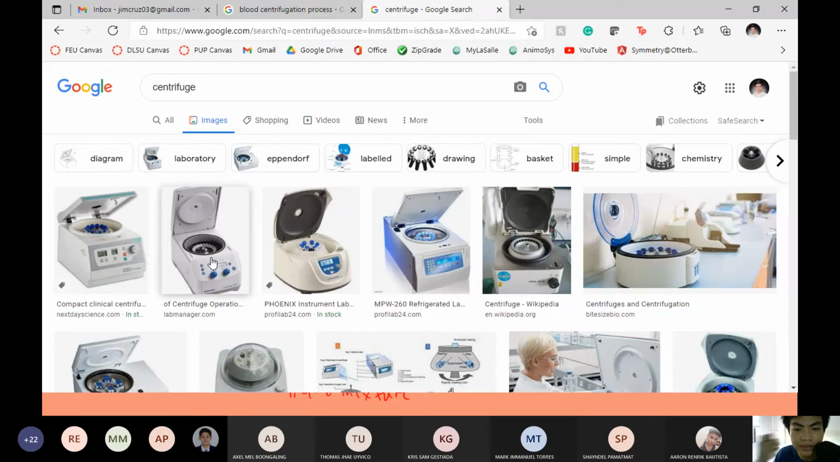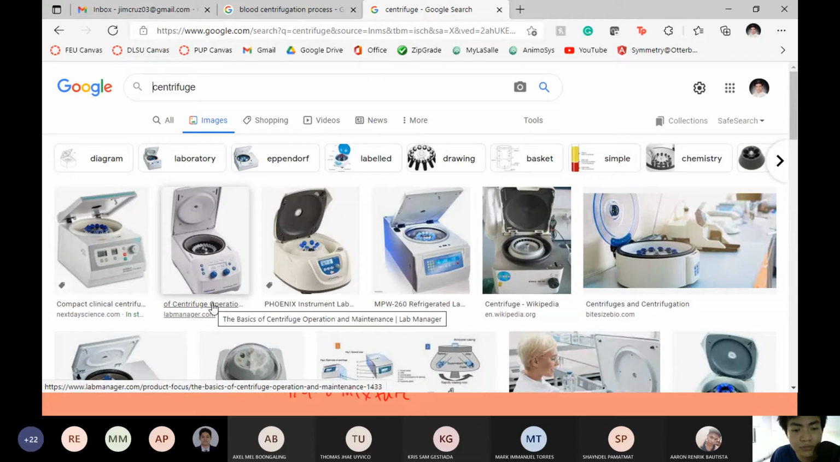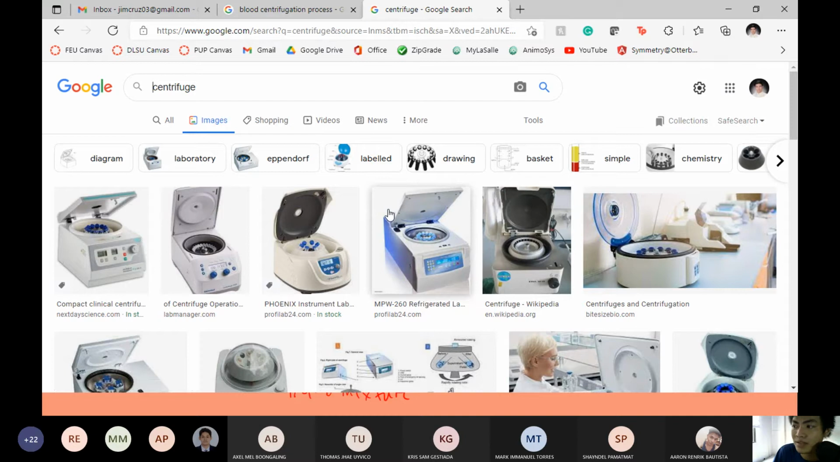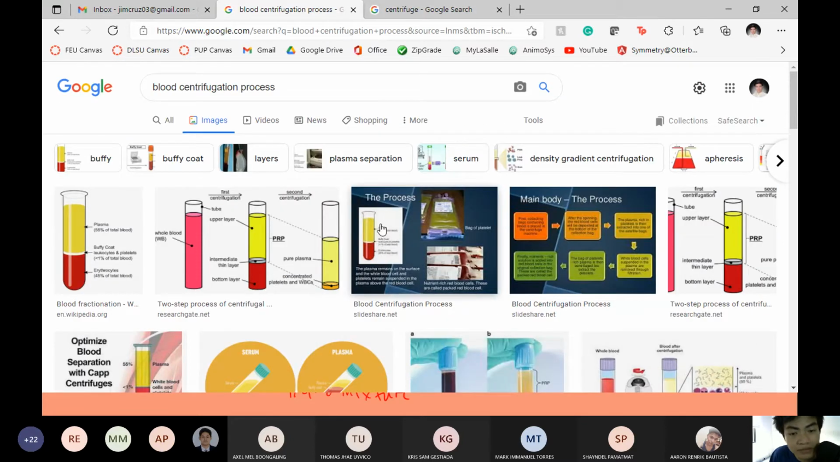Umiikot-ikot yan. It makes use of the centrifugal force. And according to centrifugal force, the bigger the mass of an object is, the more it will be pushed at the bottom. Okay? So, that's why this is used to separate bacteria from the remaining liquid, to concentrate the bacteria. Okay? Ayan. And then, in medtech, they use it to separate the blood components.